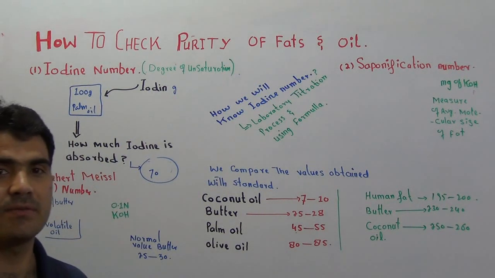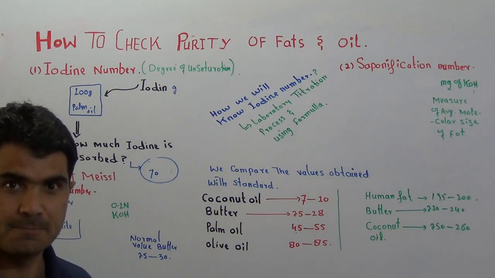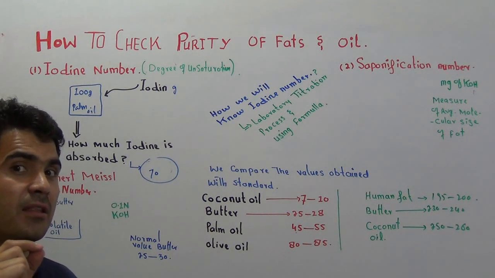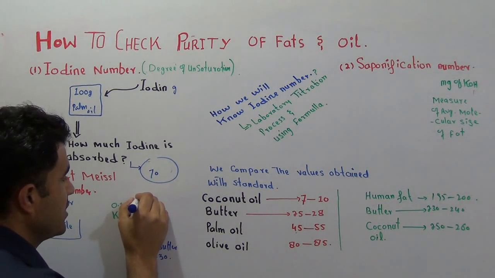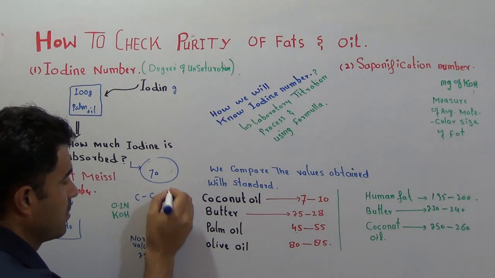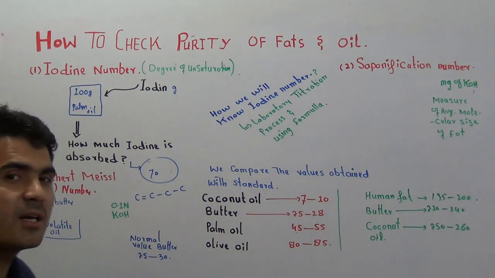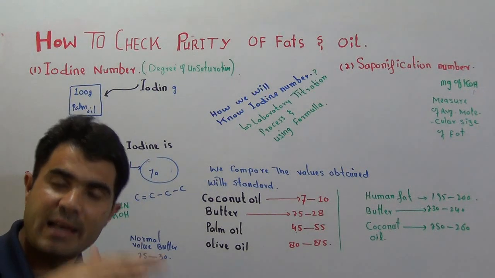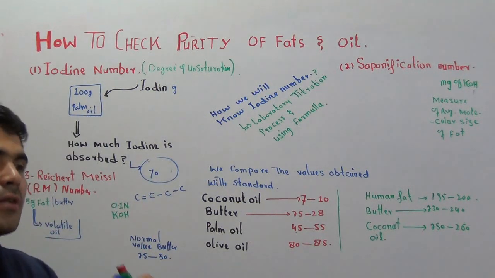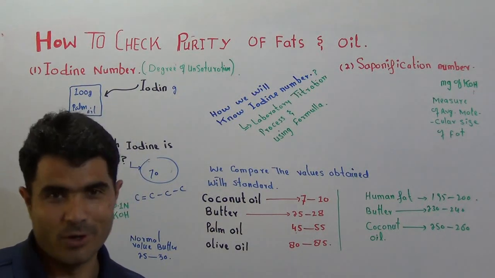The basic purpose of this test is that it can tell us the double bonds present in the fatty acid, because we know that a fatty acid has carbon chains. If there is one double bond, the iodine number will be less, and if there are more double bonds, the iodine number will be more.